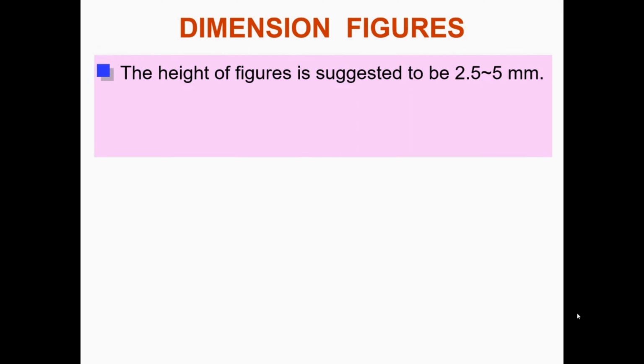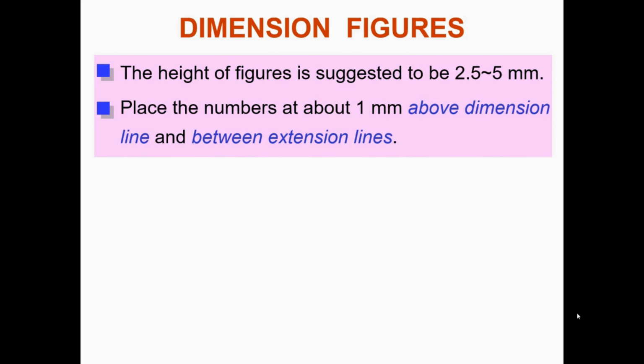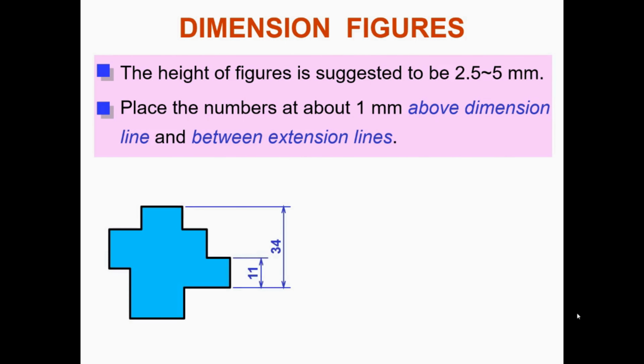Dimension figures. The height of figures is suggested to be 2.5 to 5 millimeters. So that's the approximation of the size of the dimension figures. And also place the numbers about 1 millimeter above the dimension line and between the extension lines. So this is what we're referring to. The gap between the dimension figure and the dimension line should be approximately 1 millimeter, and the dimension figure size should be approximately 2.5 to 5 millimeters.